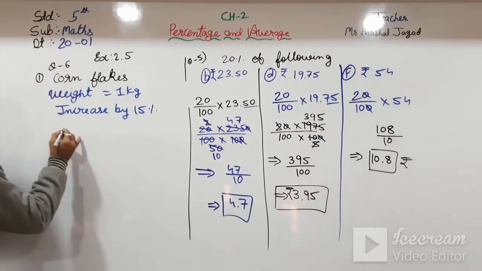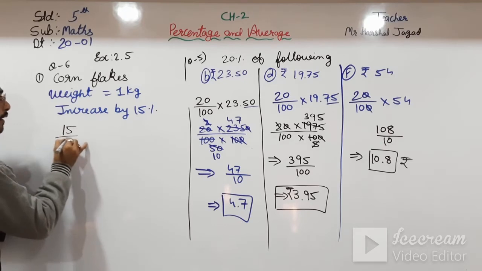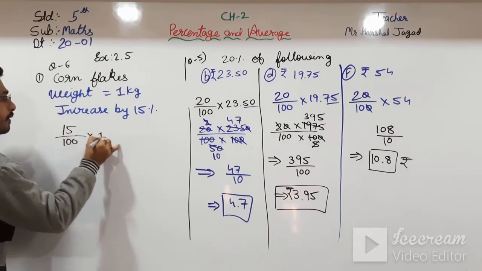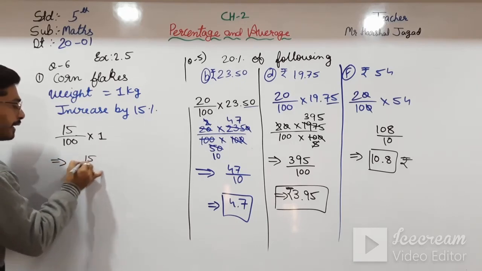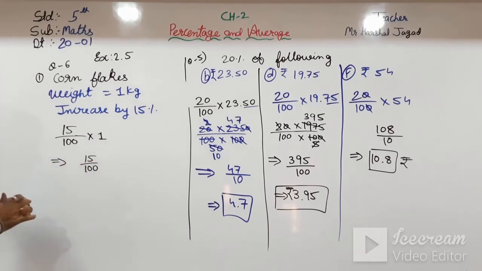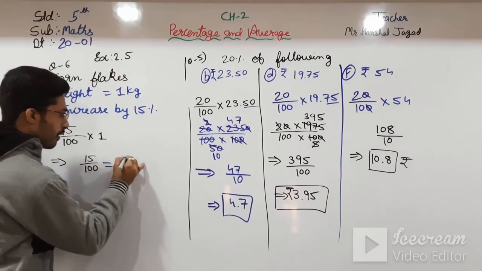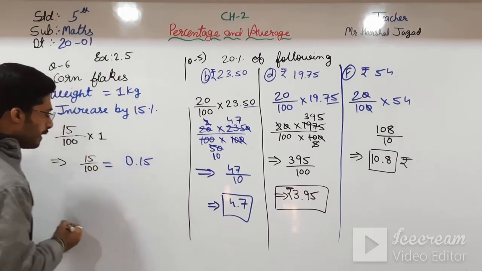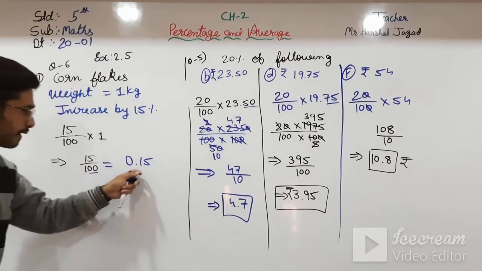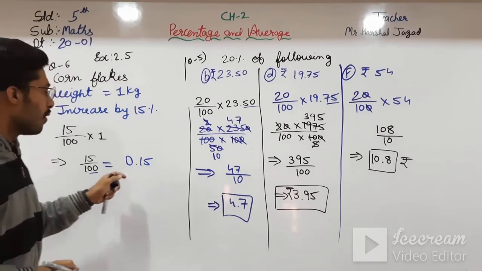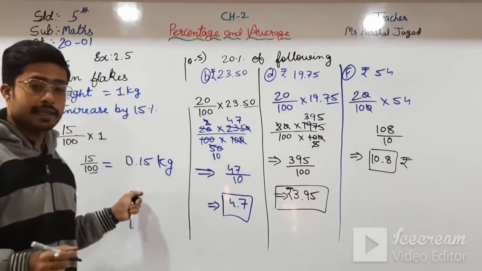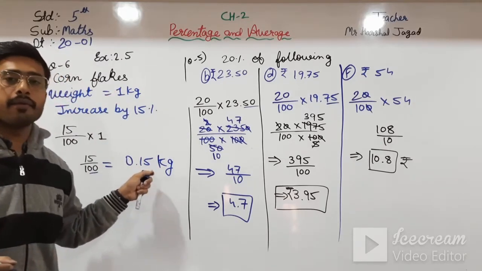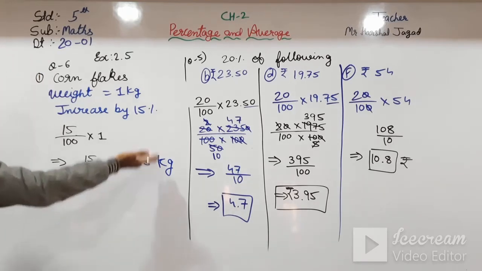Let us do that. So 15% is to be increased, so 15 upon 100 into 1 kg. Here we can directly write 15 upon 100, then we get 0.15. Here there are 2 zeros, so we put a decimal after the 2 digits. The 15% of 1 kg is 0.15 kg.